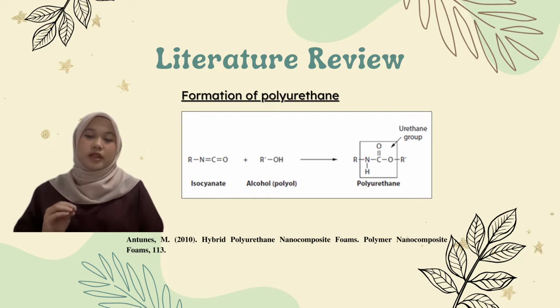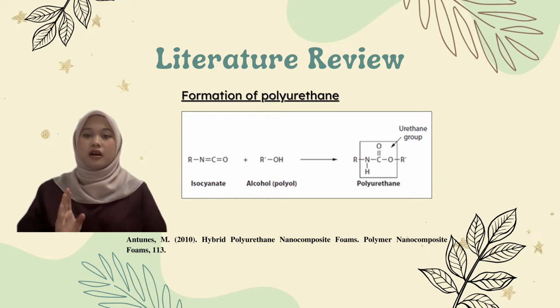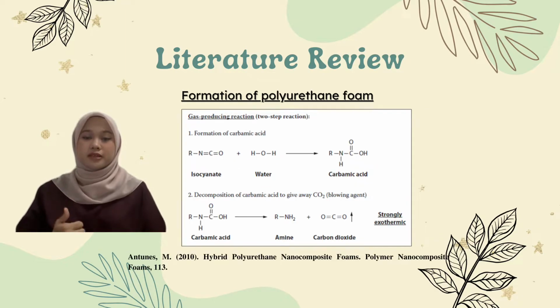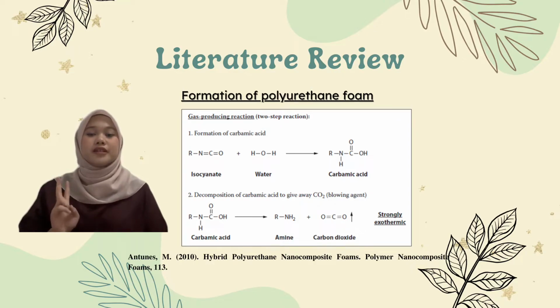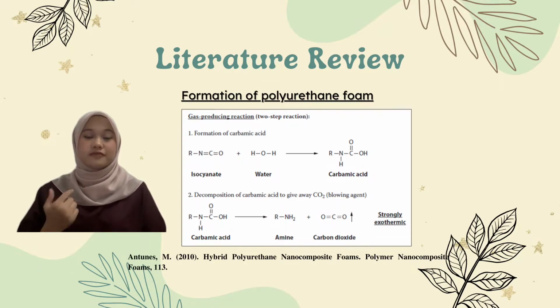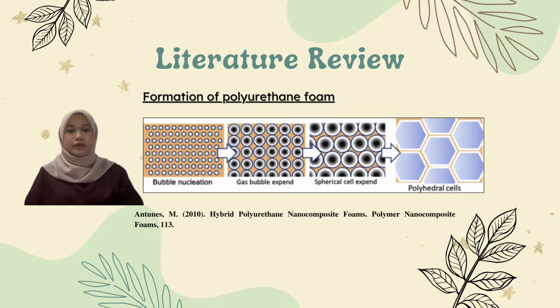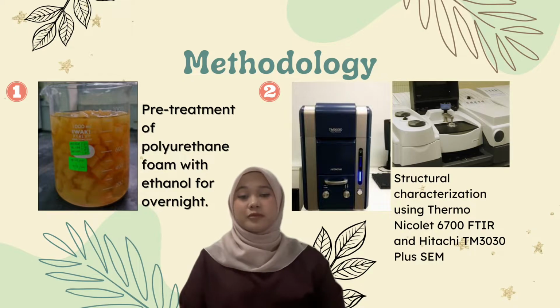Based on NTU in 2010, PU is formed by the addition of isocyanate and hydroxy group. To obtain a PUF in terms of cellular structure and global mechanical characteristics, it includes two basic reactions: the reaction of isocyanate with water to give unstable carbonic acid, and the strongly exothermal decomposition of this acid. The reaction between isocyanate and water forms a gas bubble, known as carbon dioxide or blowing gas. Due to the expansion of the blowing gas, the formation of PUF turns out like this figure, in which the bubble expands until it forms polyhedral cells. Then, let's move to the methodology.